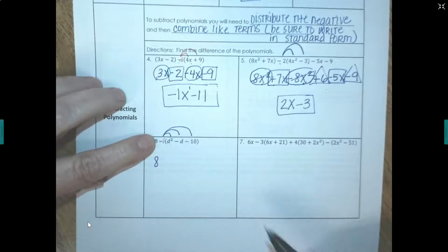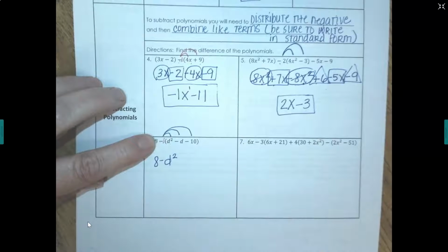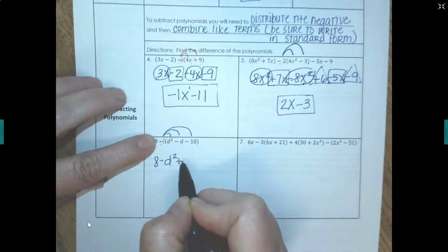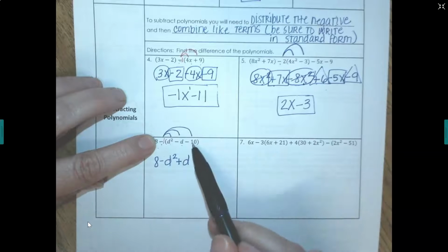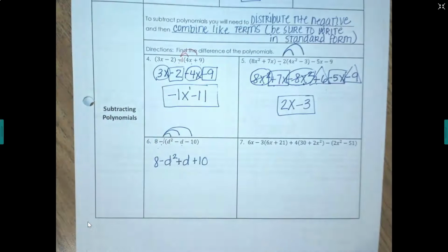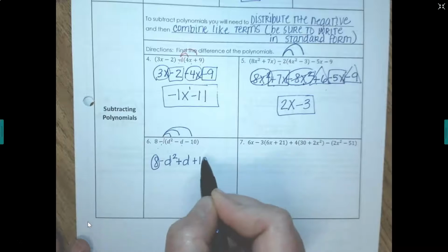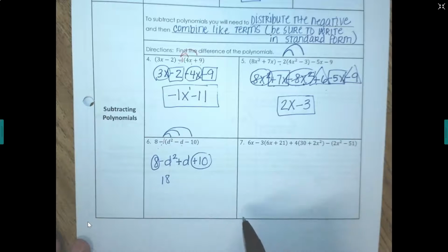So we have negative 1 times d squared gives you negative d squared. Then I have negative 1 times negative d. It's a negative negative, so it becomes positive d. Then I have negative 1 times negative 10 becomes positive 10. Now, let's just take a look. Do we have any like terms? I see I have a positive 8 and a positive 10 for 18.